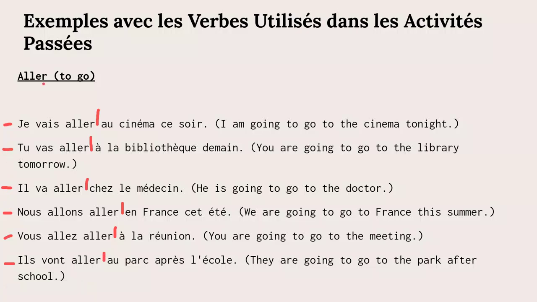So I'm putting the verb aller in the futur proche. So je vais aller au cinéma ce soir. Conjugated aller in the future, aller in infinitive. That gives me my future tense.